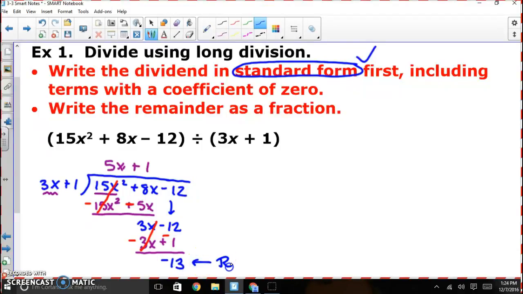Negative 13 is what we call our remainder, and like it says in part 2 here, we want to represent our remainder as a fraction. The way we're going to do that is we are going to use our divisor. So we're going to write our quotient as 5x plus 1 minus 13 over our divisor of 3x plus 1.